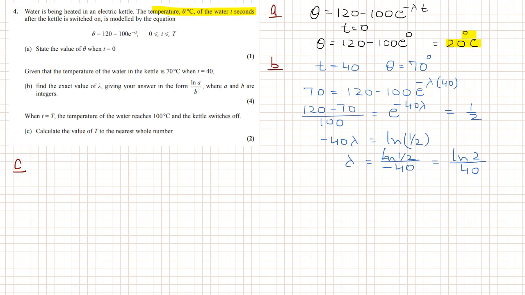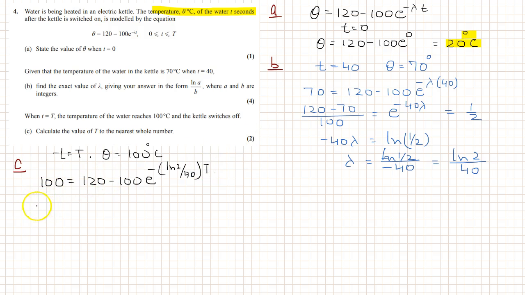Now part C is, when t is equal to capital T, the temperature of the water reaches, so theta is equal to 100. Calculate the value of T. So 100 is equal to 120 minus 100 e to the power minus lambda, which is ln 2 over 40, times T.